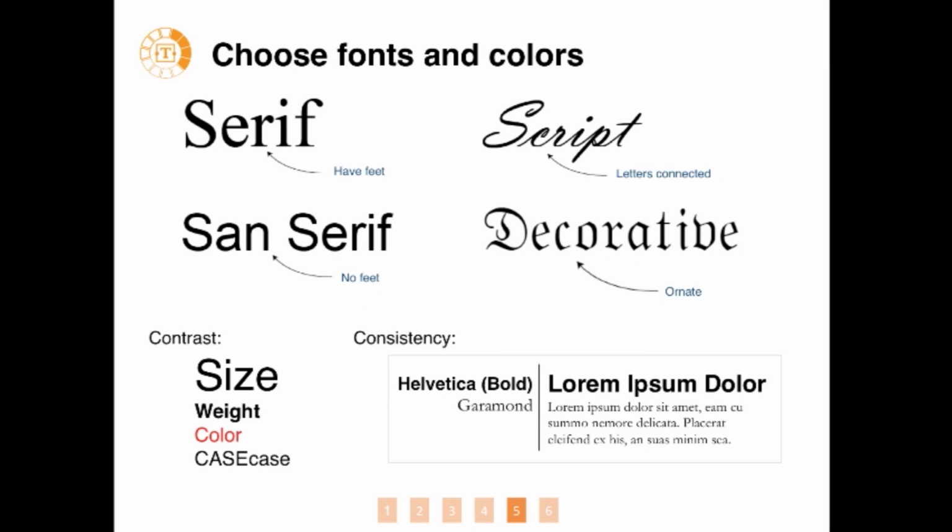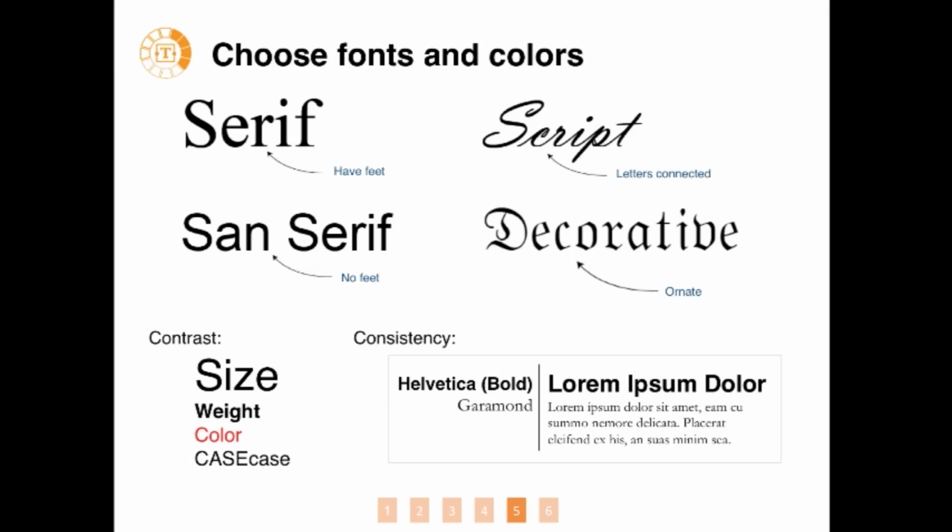Step 5 is to choose your fonts and colors. It's important to know the differences between fonts and how to use them. The four most commonly used font types are serif, which have feet, sans serif, which don't have feet, script, where the letters are connected, and decorative, which has an ornate design. It's best to use at least 2 fonts and no more than 3. Readability is important, so it's recommended to reserve script and decorative fonts for larger headlines.